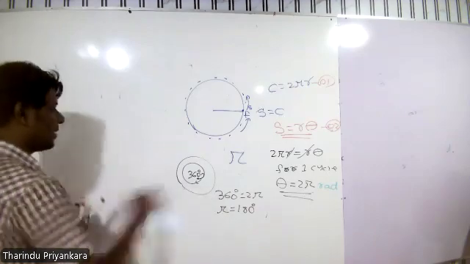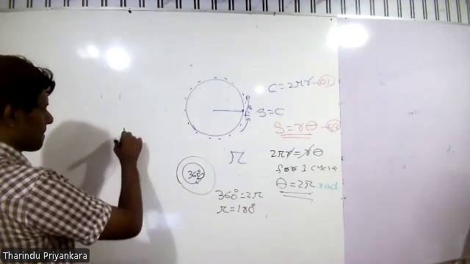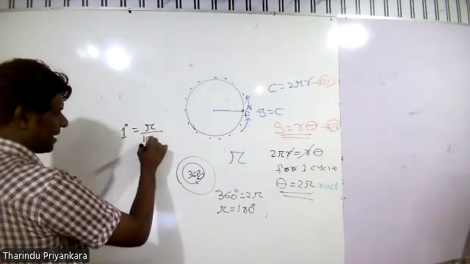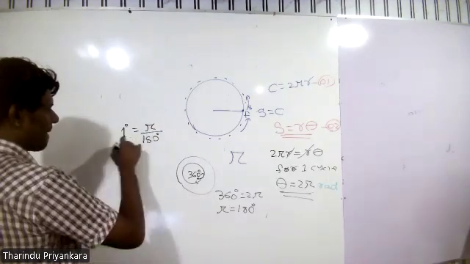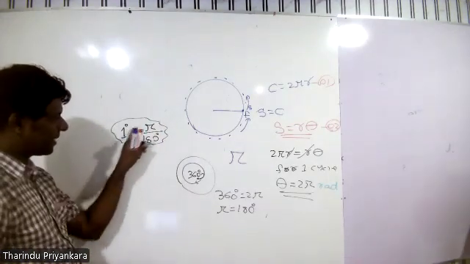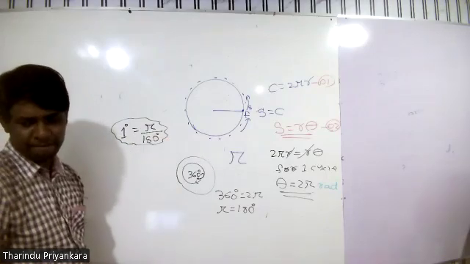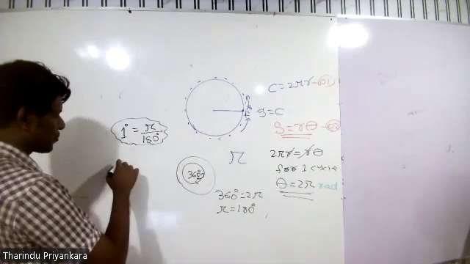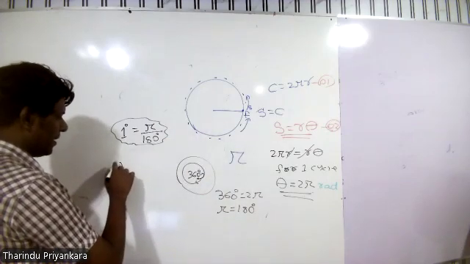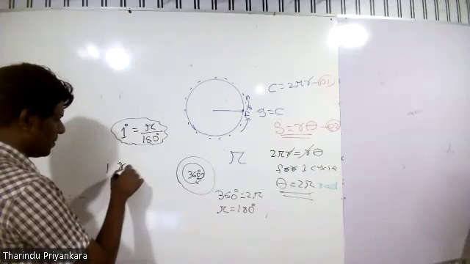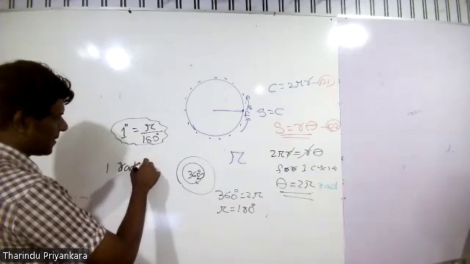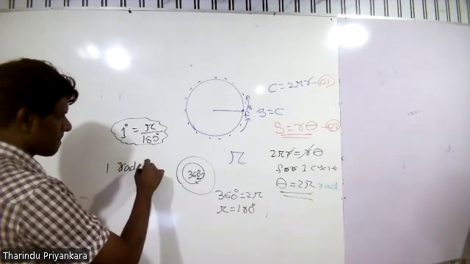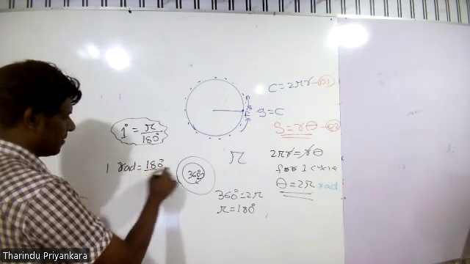Right. Now I can tell you, 1 degree equals pi over 180. Right? 1 degree equals pi over 180. You have to remember. And the vice versa is true. 1 radian equals what? 180 over pi.